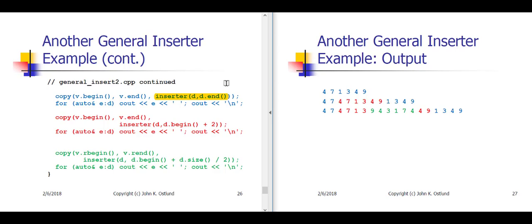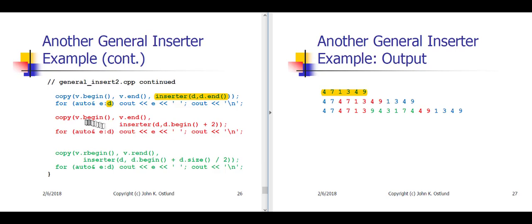So each element is going to be inserted at the end as the deque D grows, and so when we display the deque D after we've done that copy, we have the same elements in D, 471349, that we started out with in V.